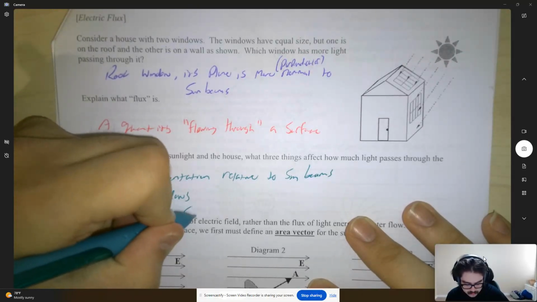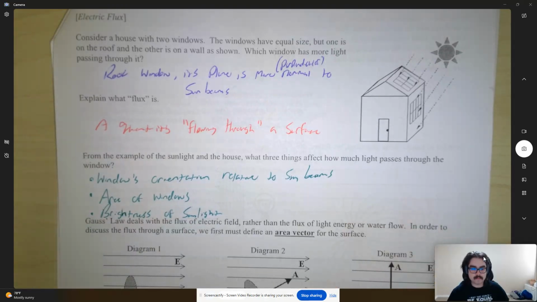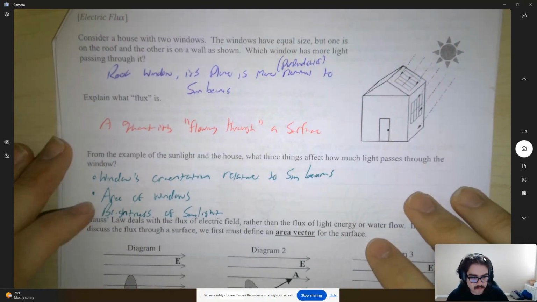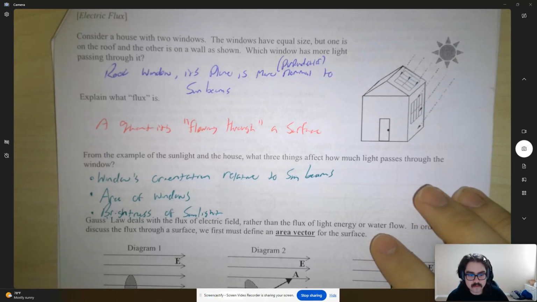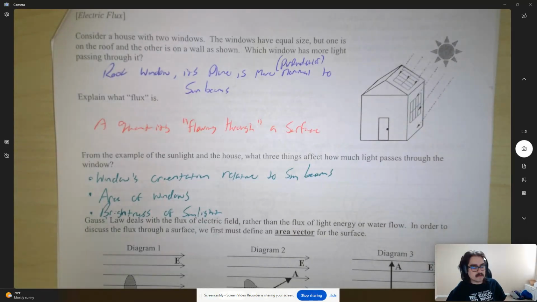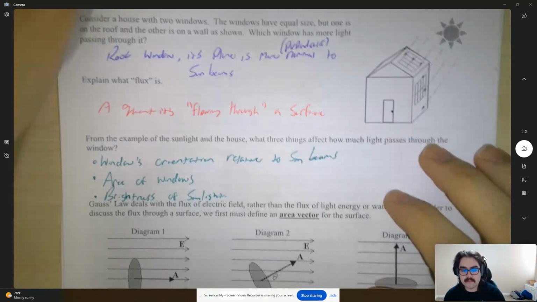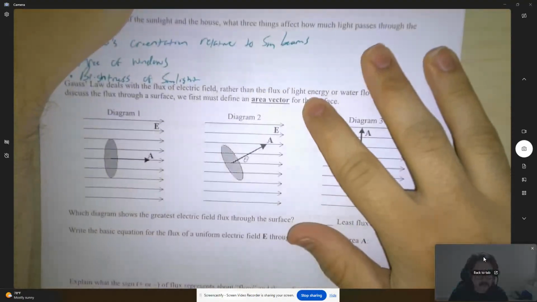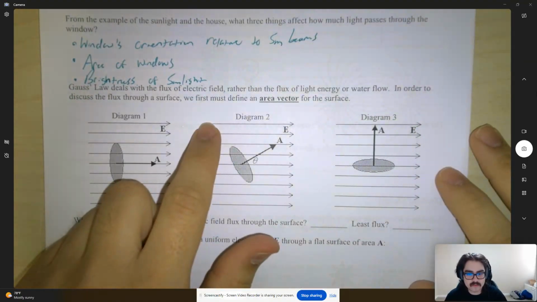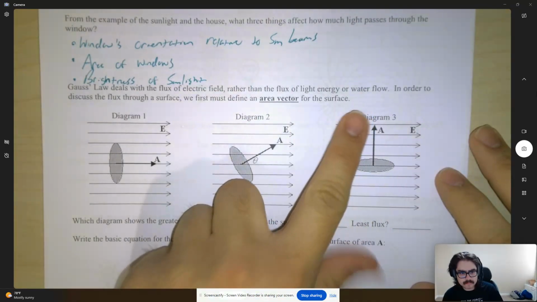of sunlight. Okay? Think of the sun as like a charge. Okay? And think of the windows as windows. If we make the sun stronger, we give it more charge, so to speak, then it can emit stronger amounts of light, and then we can get more light to go through the house, right? Okay, Gauss's law deals with the flux of electric field rather than light energy or water flow.